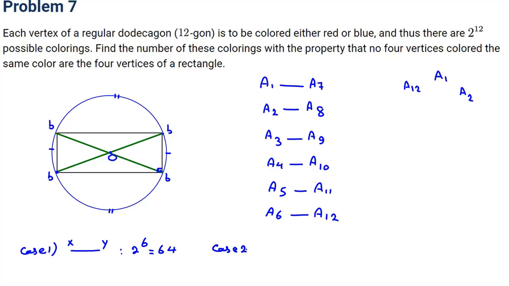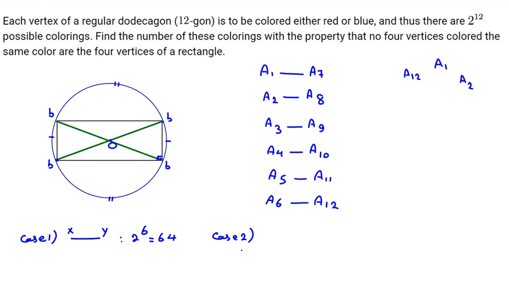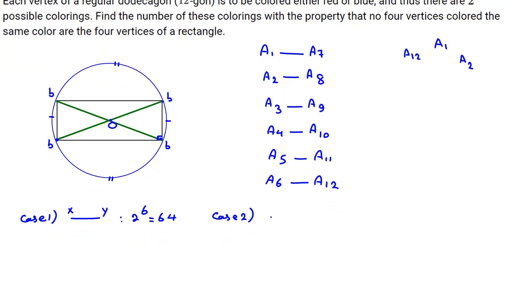Let's consider case 2. In case 2, all of the diameters are XY except one. One of them, for example, equals XX, but the others equal, for example, XY. So at first, you should select the diameter that you want to have the same color on both endpoints: 6 choose 1 times RR or BB, two cases. And then the others will be 2 to the 5, because RB or BR. So it will be 6 times 2 times 2 to the 5, which is 384.